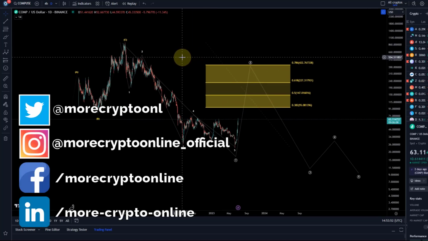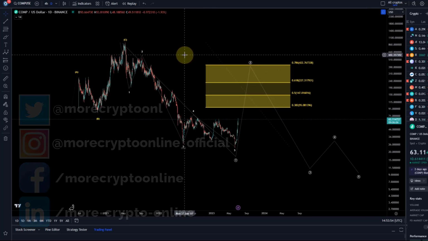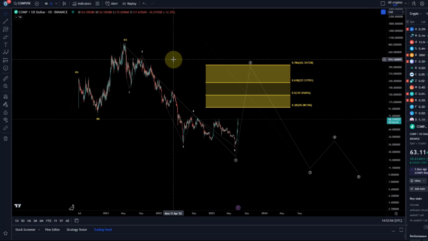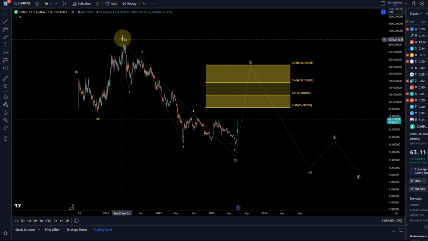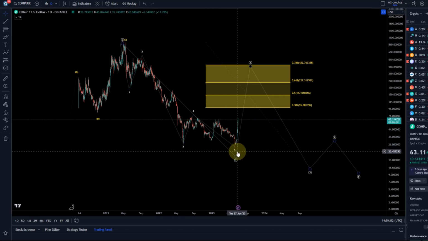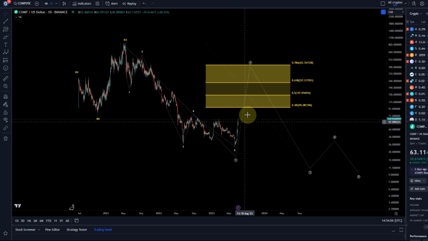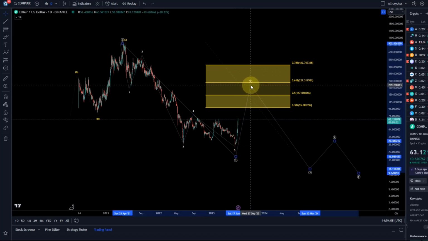Today I had a lot of requests for COMP, Compound, so we take a look at the chart. We have an ABC top into 2021 and a beautiful 5-wave move to the downside. And so far it looks like we are in a wave 2.